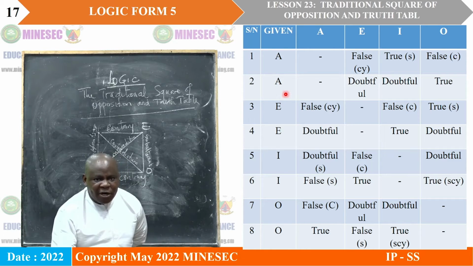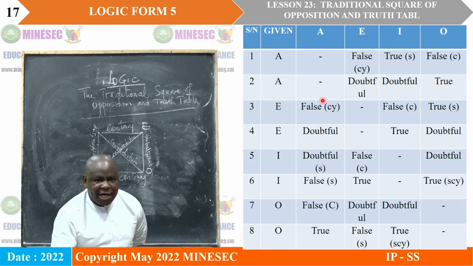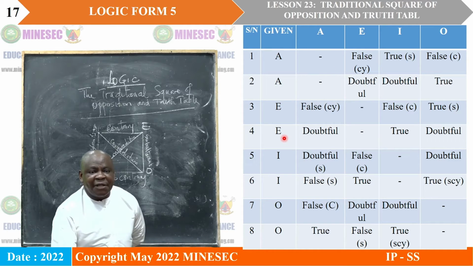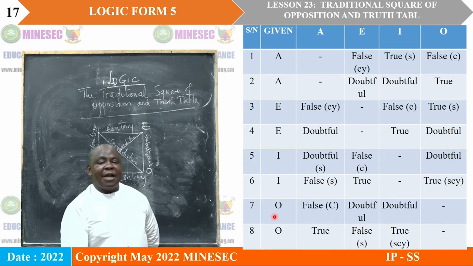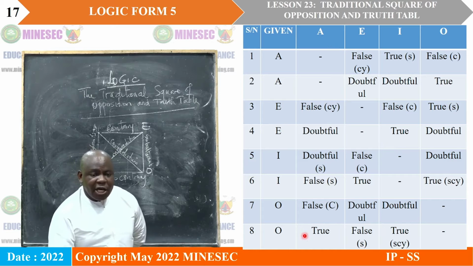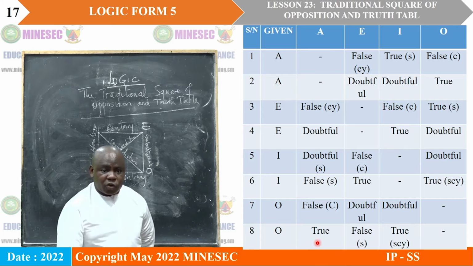When A is given as false, E is doubtful, right? That is the relationship between E and A, contrariety. When E is given as true, A is false. When E is given as false, A is doubtful. When I is given as true, A is doubtful. When I is given as false, A should be false. If O is given as true, A should be false. If O is given as false, A should be true.